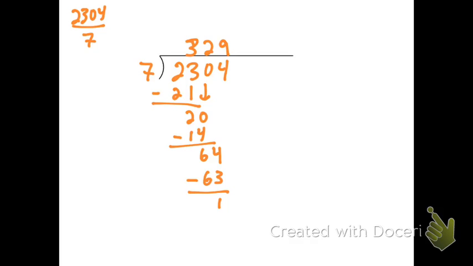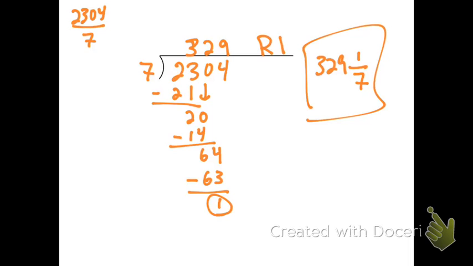So, a couple of different ways you can write your answer back. In middle school, or elementary school, you'd write 329 remainder 1, because 1 is the remainder. You could also write this answer as 329 and 1/7. All right? So that's what we have for our solution there, or our quotient, since this is a division problem.